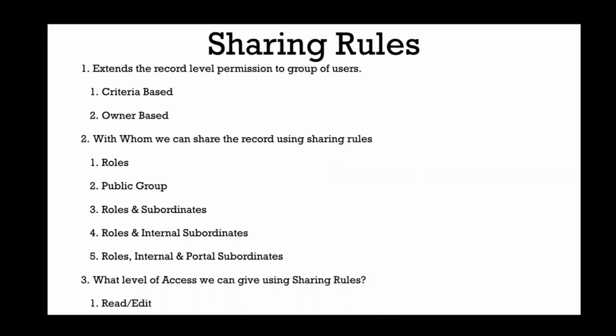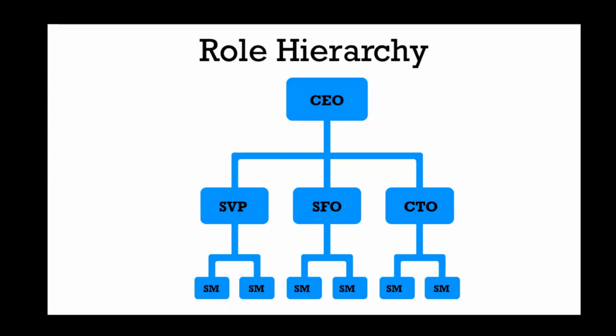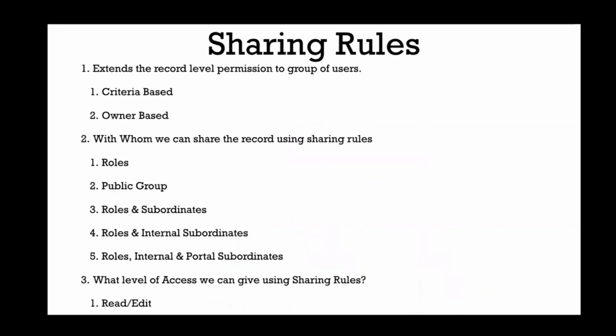So now we discuss what OWD is. We have got the access. With the help of roles, we opened up the access for some of the users. If some of the users are still not able to get access to the records that they are willing to work with, what else can we do? We can create a sharing rule. On top of OWD and role hierarchy, we have sharing rules, which are also used to open up the access for records.